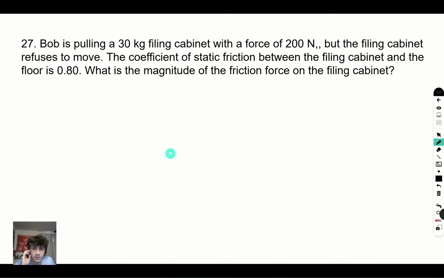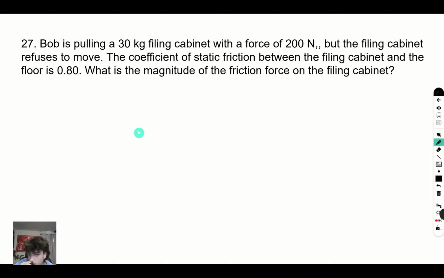Today we're taking a look at another friction problem for AP Physics C, so let's get straight into it. Bob is pulling a 30 kilogram filing cabinet with a force of 200 newtons. The filing cabinet refuses to move. The coefficient of static friction between the filing cabinet and the floor is 0.80. What is the magnitude of the friction force on the filing cabinet?